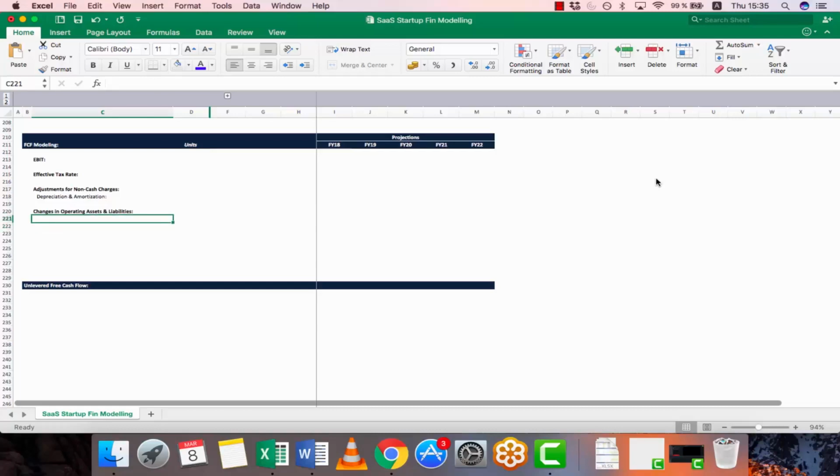So assets, it's accounts receivable line item, prepaid expenses, inventory. As for the liabilities, accounts payable, accrued expenses, and deferred revenue. So in all these cases, the units will be thousands of dollars.